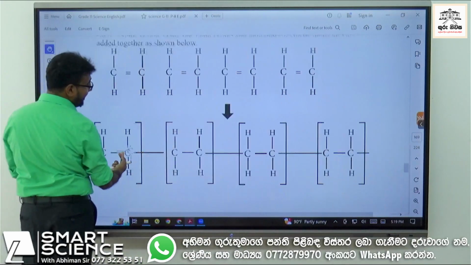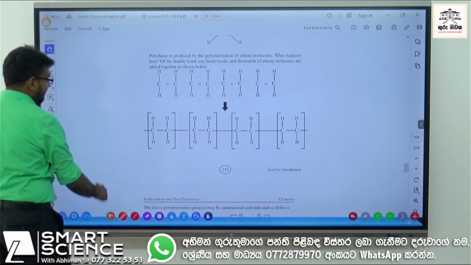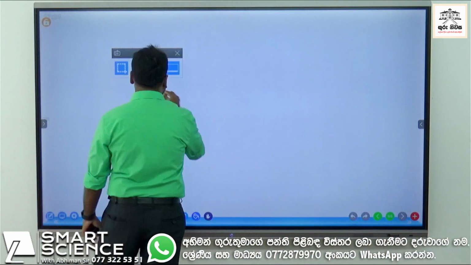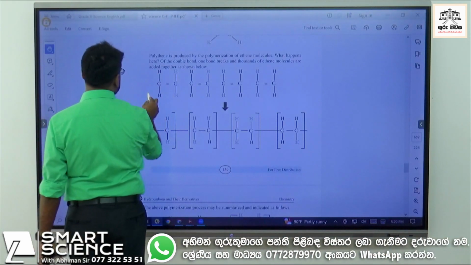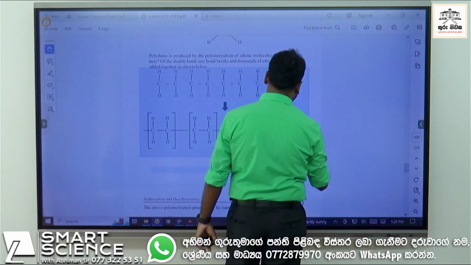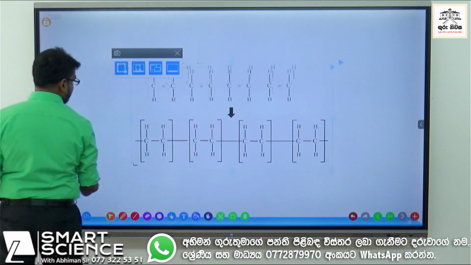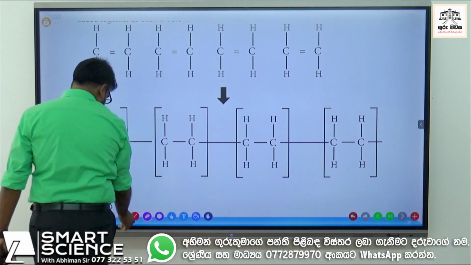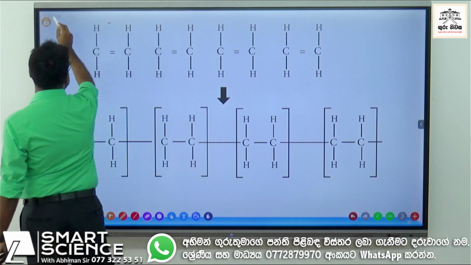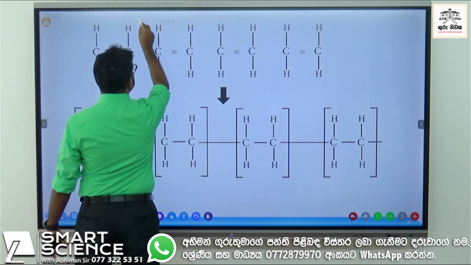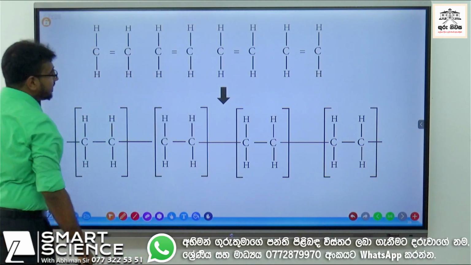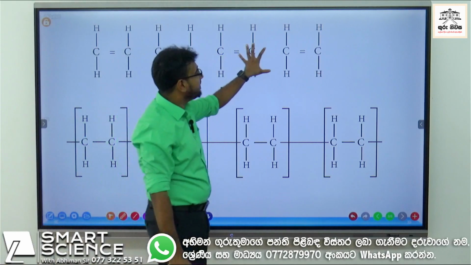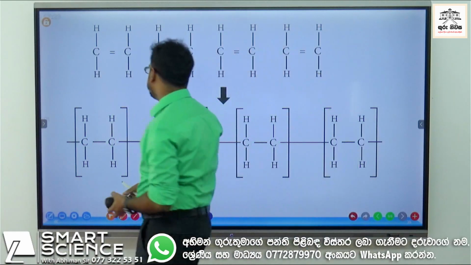Look at this chart. This is the simple chart to explain the polymerization of ethene and the creation of polythene. We know polythene from polythene bags. Right. So how many ethenes are in here? 1, 2, 3, 4. Then what happened?